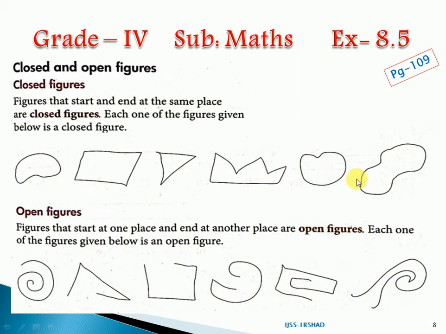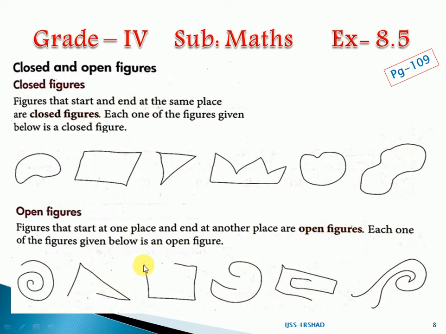You can see all these figures are closed figures. Then open figures, figures that start at one place and end at another place, are known as open figures. For example, I am starting here at this point and ending at some other point. Starting point is this, then I went like this, I am tracing, and then I end it here. So my starting point and end point are not the same point, so it cannot be a closed figure. So this is an open figure.